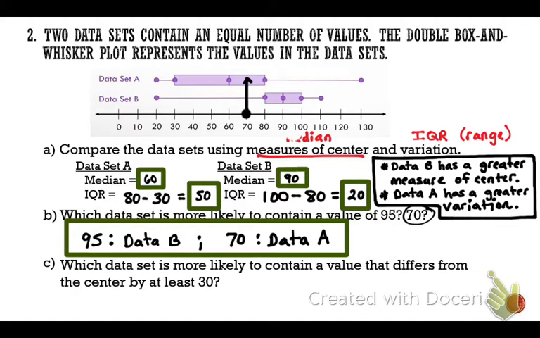So basically all we're trying to do here is compare the data and look to see where would I find these different numbers. Where would they land? Let's look at another one.